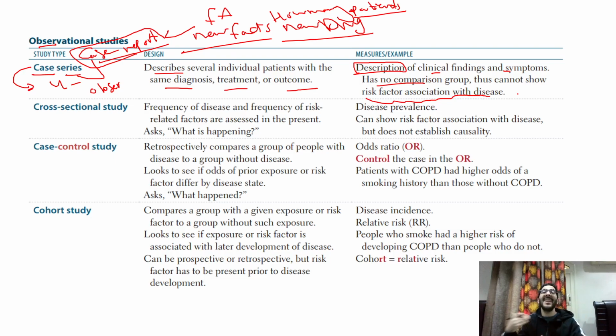Let's now get into the analytical ones, the ones that make relations. We'll start with the first one, and the most famous one actually. Anybody who starts researching probably started with a cross-sectional study because it's very famous. It's very easy to make. Just a survey, and we're done.